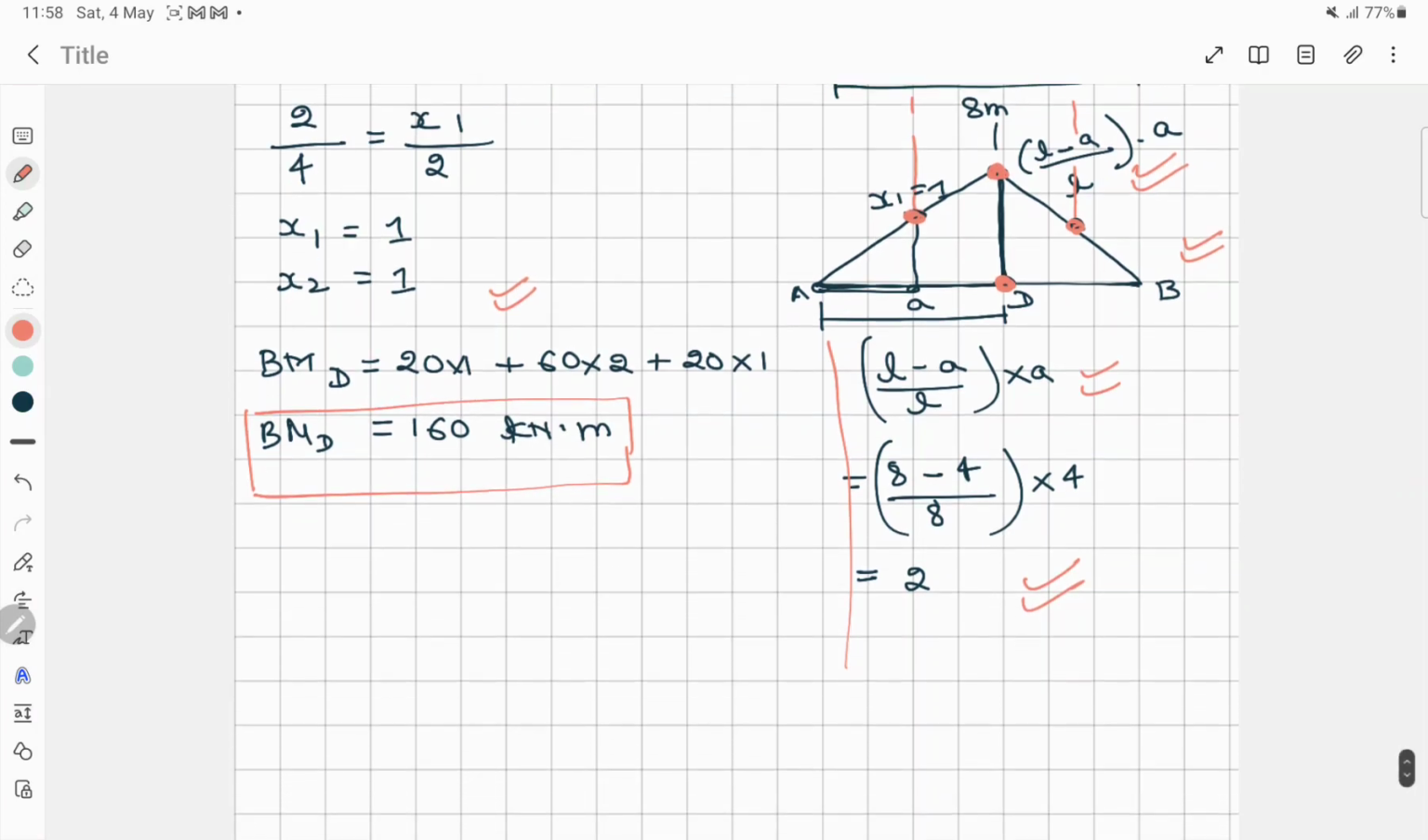Again the same thing, we multiply the load with the corresponding ordinates. So here it has been done. See, here 20 load was acting, 20 into the ordinate 1, plus here 60 into 2, the ordinate here is 2, plus 20, here 20 load was acting into 1, the x2 value is 1. After simplifying this, we will get the bending moment around 160 kilonewton meter.